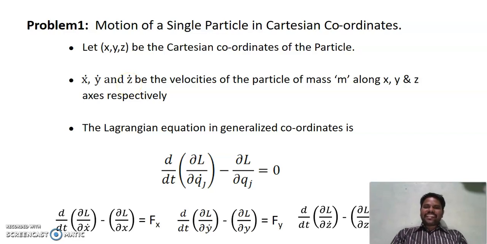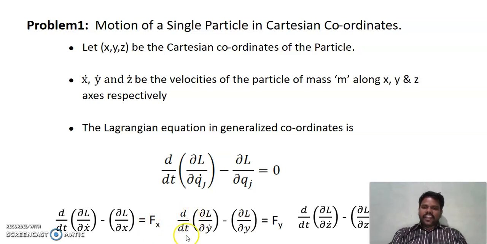We know that for a conservative system, the Lagrangian equation is given by d by dt of ∂L by ∂q̇_j minus ∂L by ∂q_j is equal to 0. Let x, y and z be the independent coordinates. Then d by dt of ∂L by ∂ẋ minus ∂L by ∂x is equal to f_x.